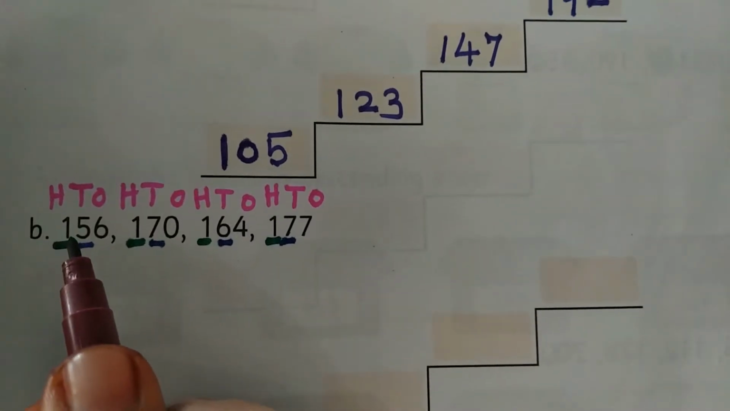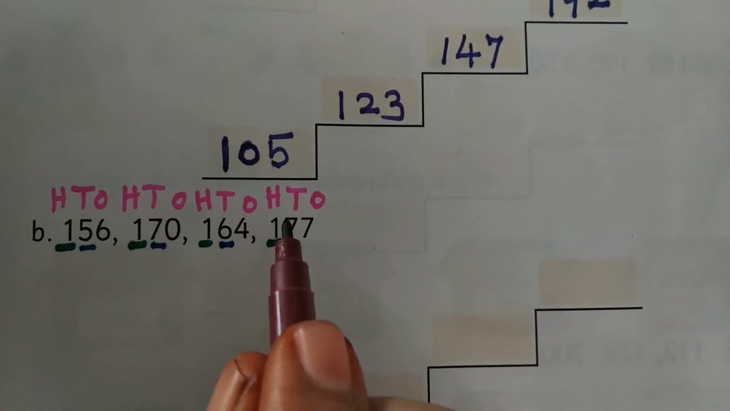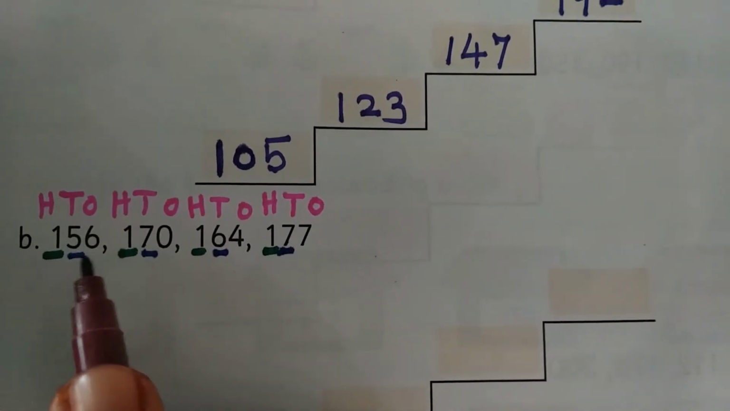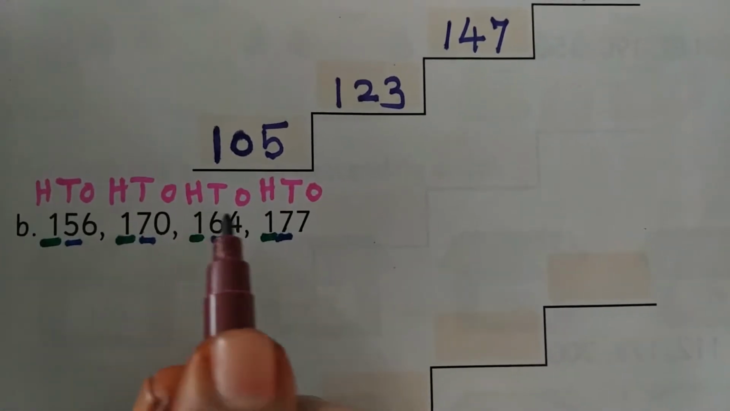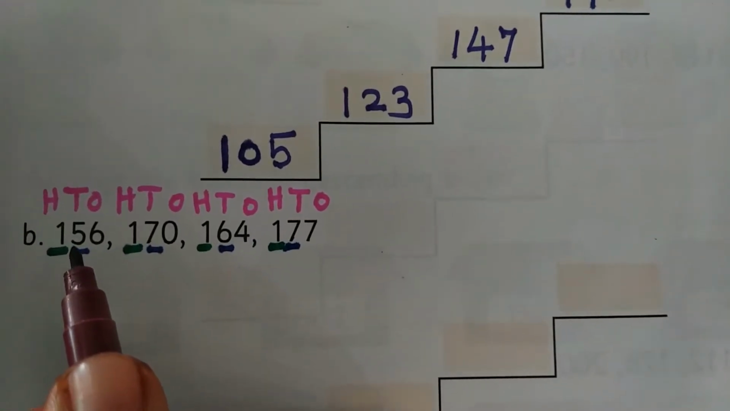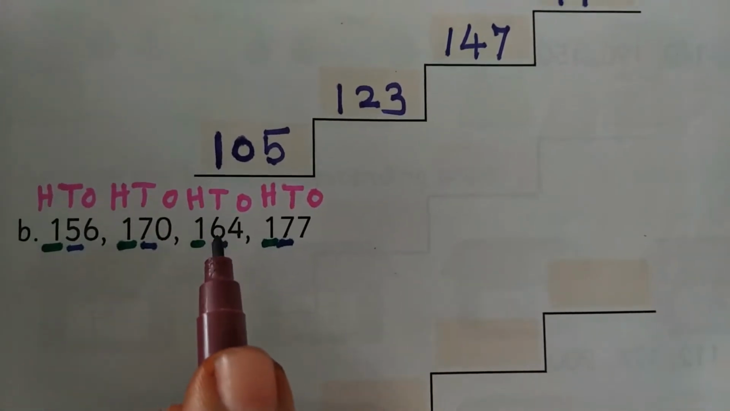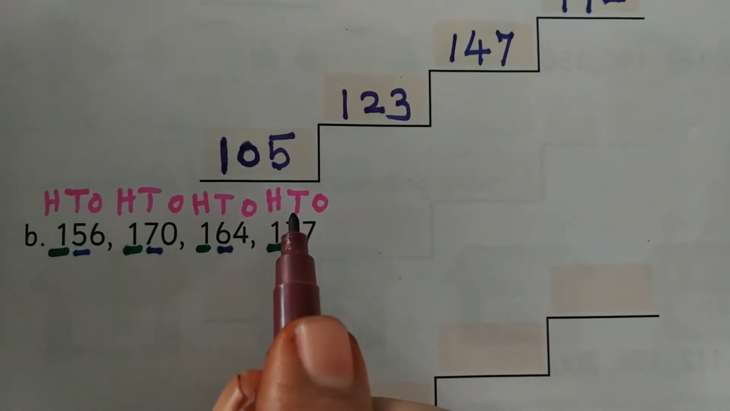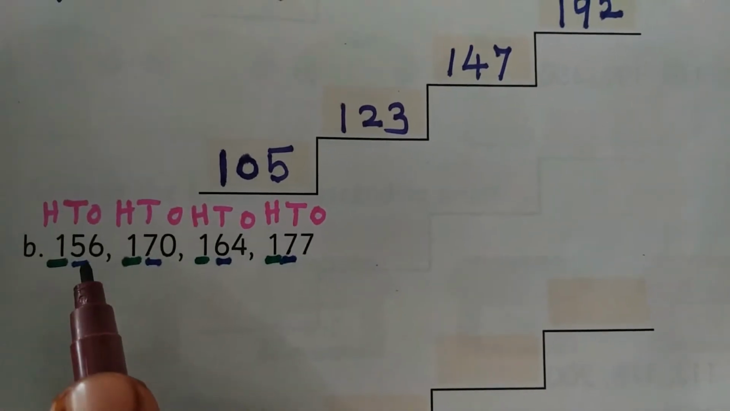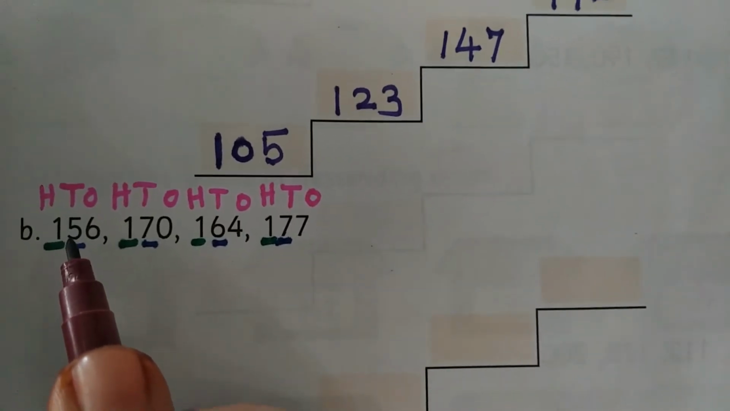Yes, we want to find the hundreds place. Yes, check for all the numbers. Hundreds place is same. So all the numbers have 100. Okay, now next we want to move to the tens place. See the first number. We have 5 tens. Second number 7 tens. Third number 6 tens. And the last number again 7 tens. Okay, so out of this, which is the smallest tens we have? Which number do we have with the smallest tens?